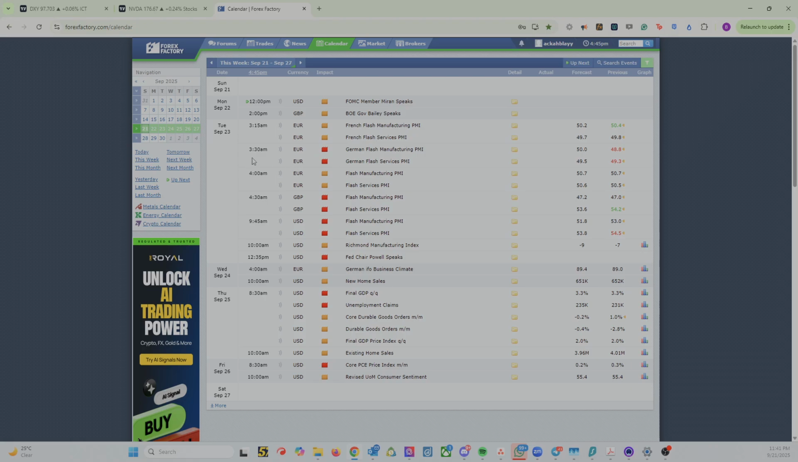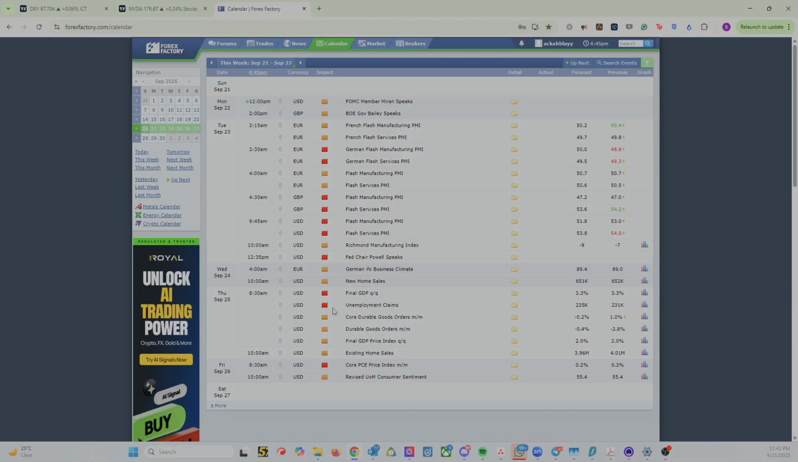Tuesday we have some news on euro, which is a red folder news event, and we have some news on USD as well, which is the Fed Powell speaking. Wednesday we have no news events. Thursday we have news events, but it's not a red folder news. Thursday we have some red folder news, which is GDP. This is USD and unemployment claims.